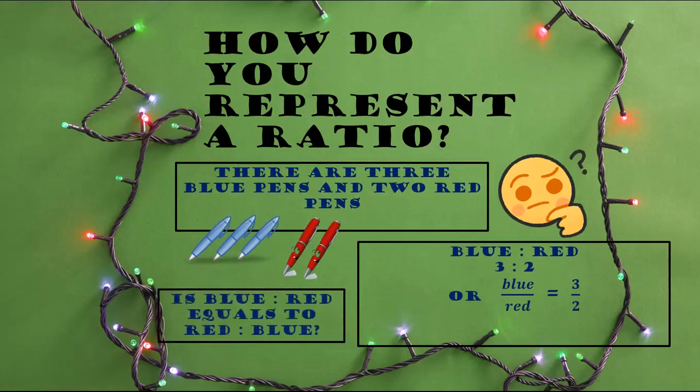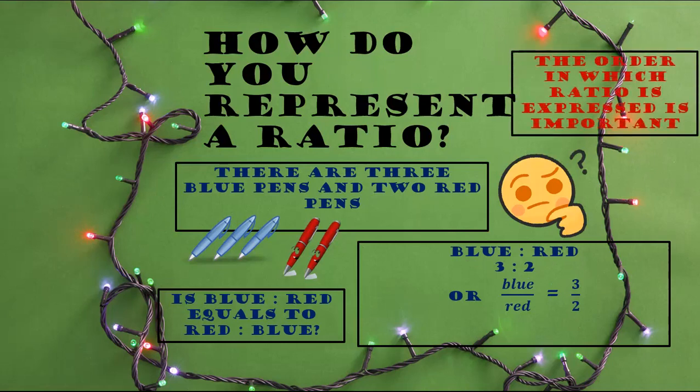Do you think blue ratio red equals red ratio blue? Think about it. Obviously not. The ratio blue ratio red is showing 3 ratio 2, or 3 by 2 in the form of a fraction. Similarly, if the fraction is reversed, red ratio blue will be 2 ratio 3, or 2 by 3, which is an entirely different fraction from 3 by 2. So the order in which the ratio is expressed is very important.